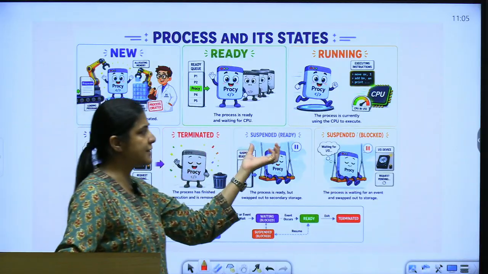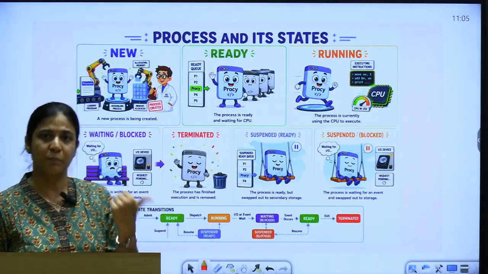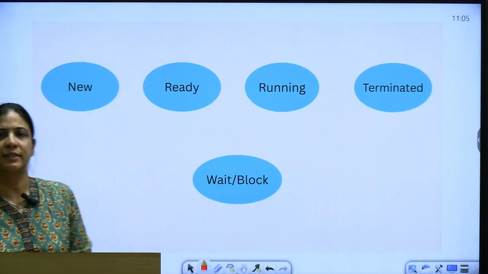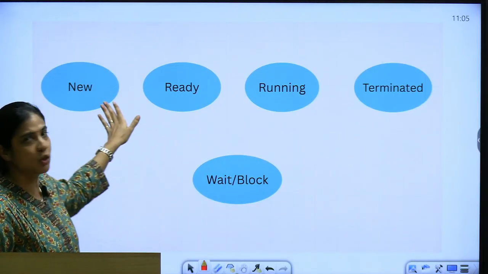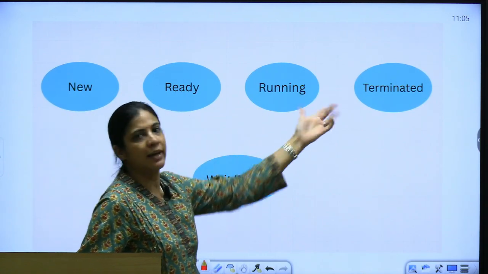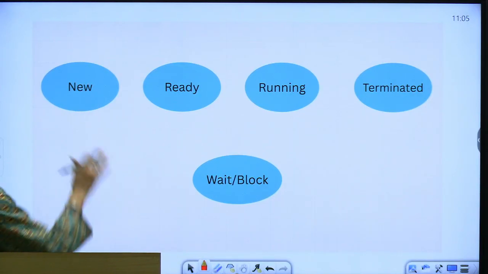Now, what are suspended ready and suspended block? I am going to explain this with the process state diagram. The basic process state diagram is new, ready, running, wait or block, and terminated. Let's start with new.